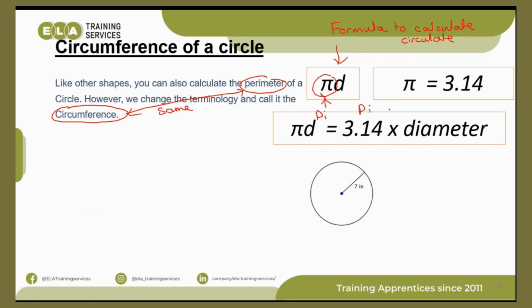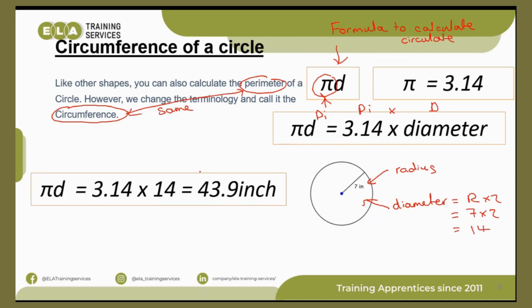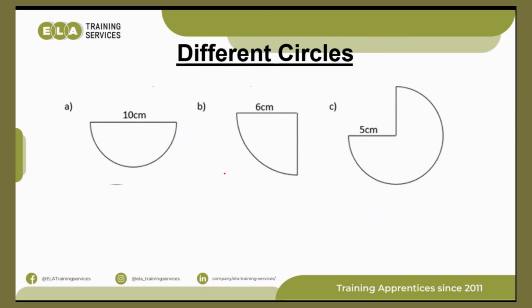So yes, pi multiplied by the diameter. So in this circle, we have the radius. To get the diameter, as we know, we do radius times 2. So we're going to do 7 times 2, which is 14. And now all we need to do to work out the circumference is do pi times the diameter, which equals 43.9 inches.